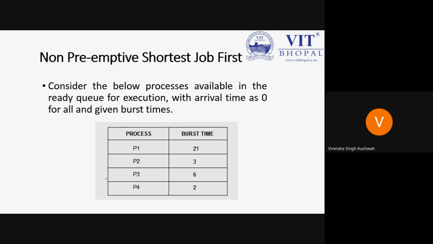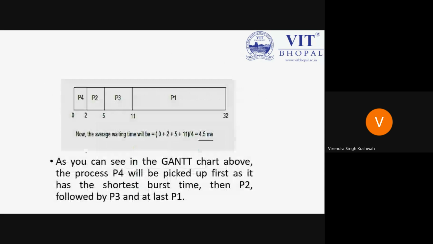Okay, if you have solved it and you don't have any doubt, we can continue. Else, you may ask the question. Look at the solution. Those who still have a doubt may see the solution. Process P4 will execute first, then process P2, then process P3, and process P1. So for your average waiting time, we're getting 0 plus 2 plus 5 plus 11. So that is 4.5.